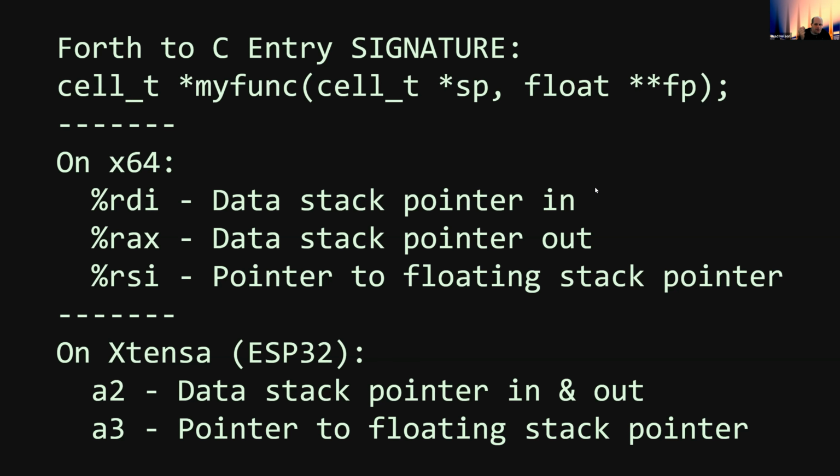And then for the floating stack, which you often don't care about in most words, you pass in a pointer to the floating stack pointer, and that way there's the option of using the floating stack, but you're not obliged to deal with it typically. On x64, this means that you get the data stack in on RDI, but you have to make sure that it comes out in RAX at the end. And then for the floating stack, you have an indirect hop to it on RSI.